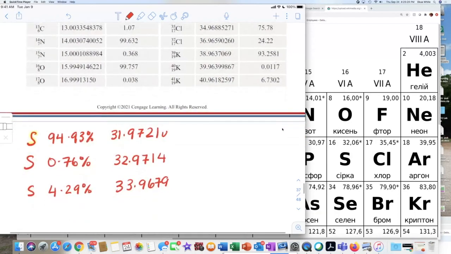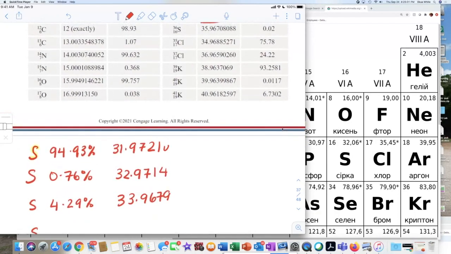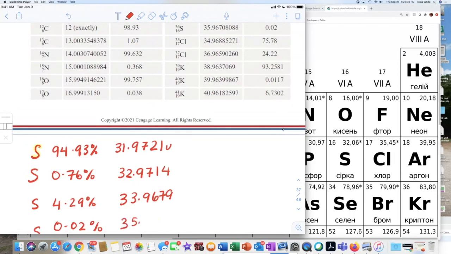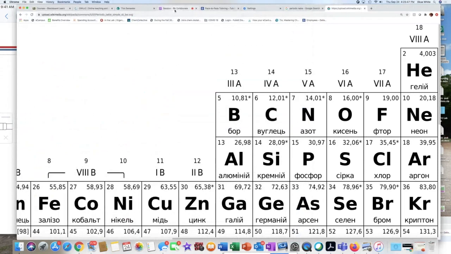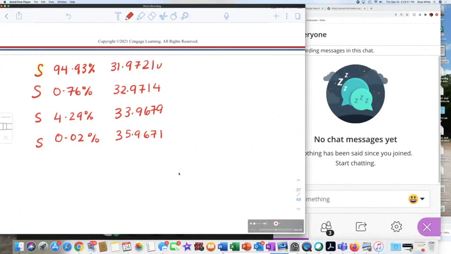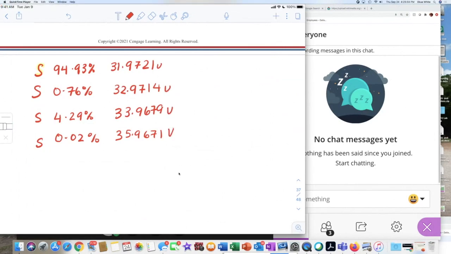And then on my fourth sulfur, so sulfur has 4 isotopes. That's only 0.02%, and for that one my number is 35.9671. Okay, since I have 4 isotopes, I have to do 4 setups. You do your math real quick, and these 4 should add up to 100, I think. 94.93 plus 0.76 plus 4.29 plus 0.02 equals... It came close, but not exactly, 99.97. So this is all I have, and I'm going to use that.